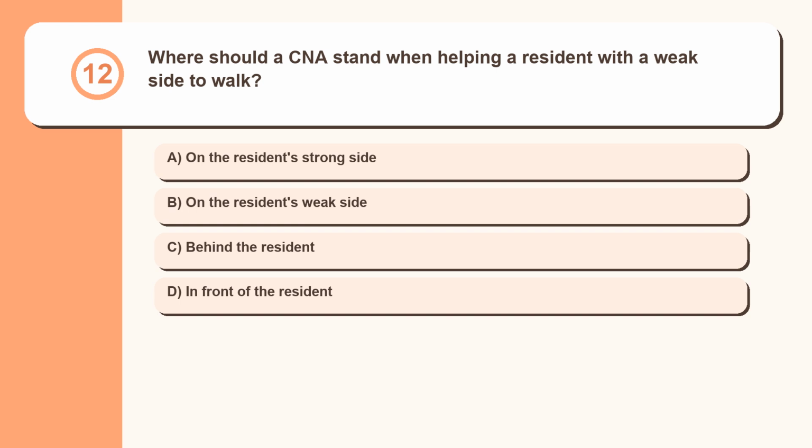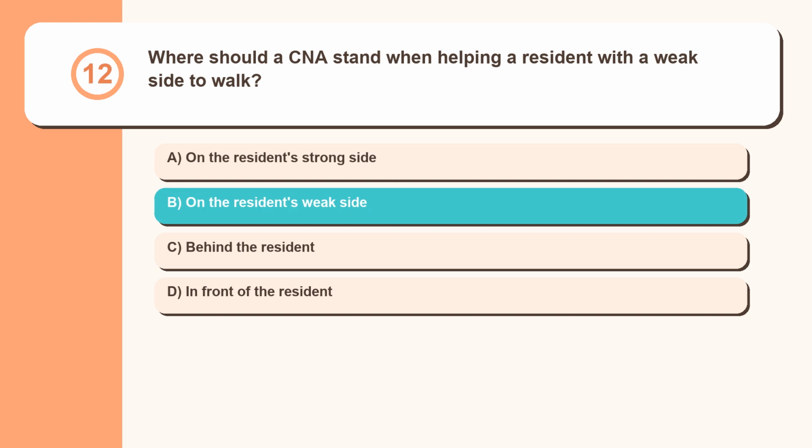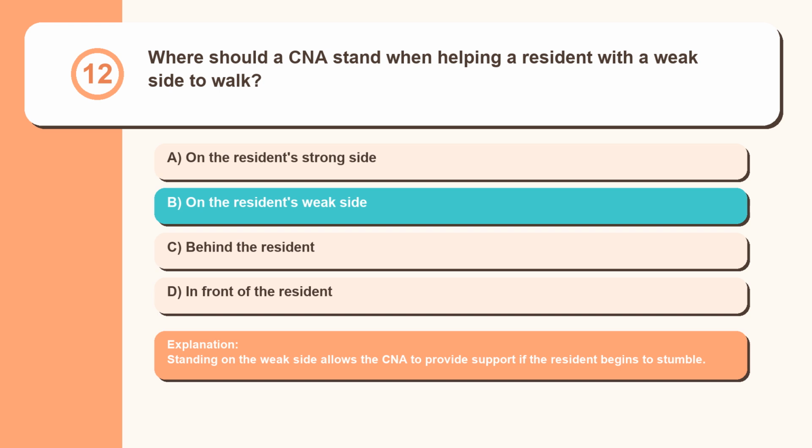Question 12. Where should a CNA stand when helping a resident with a weak side to walk? On the resident's strong side, on the resident's weak side, behind the resident, in front of the resident. Standing on the weak side allows the CNA to provide support if the resident begins to stumble.